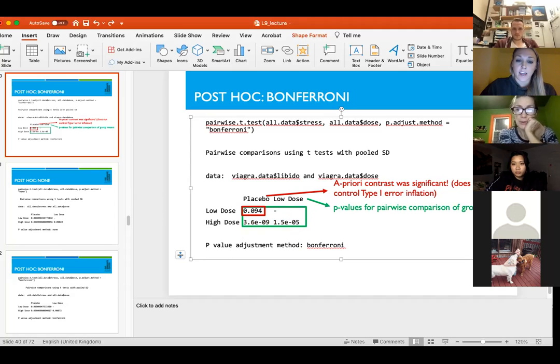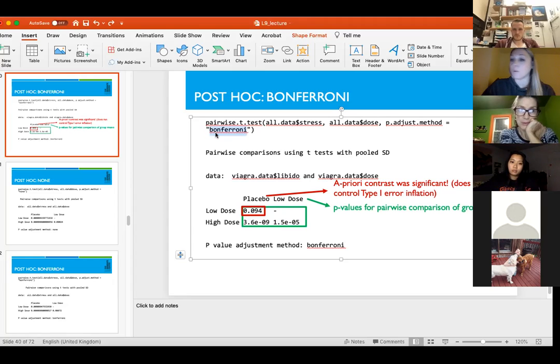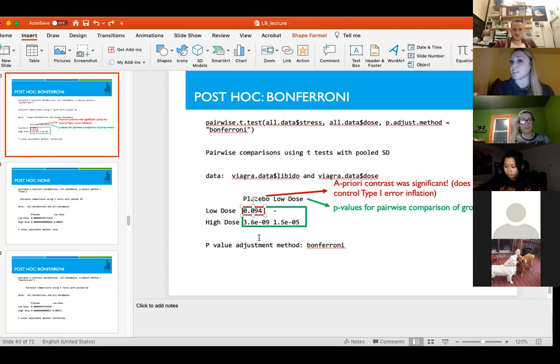All right, and I will point this out in a second, but in just a minute, whenever we do this, you can also put in none here. I don't recommend it, but it will not do any correction. Just for conceptual purposes, we'll do it in just a minute. And you'll see that this low versus placebo, the P is 0.09 when it's corrected, but when it's uncorrected, it's actually significant.